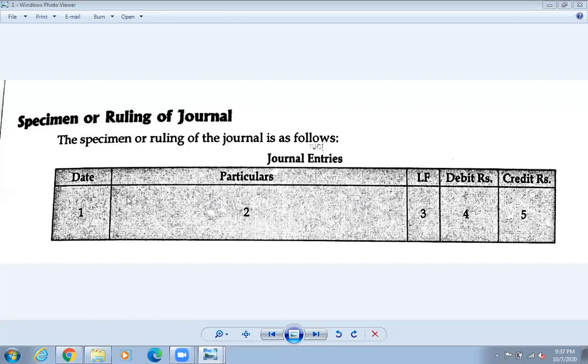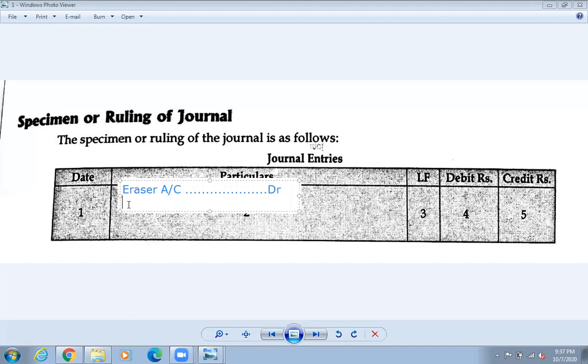I'll explain it to you afterwards also. So, eraser account, a slash c. Let me write it down. Eraser, this is the short form of account. Eraser account. And you write the dot and write Dr.